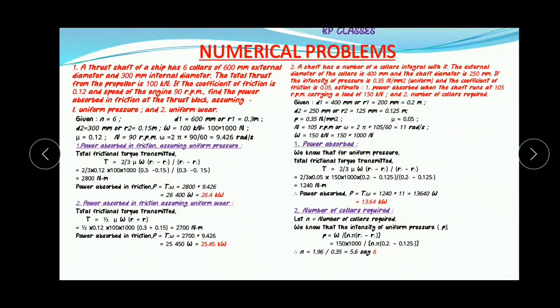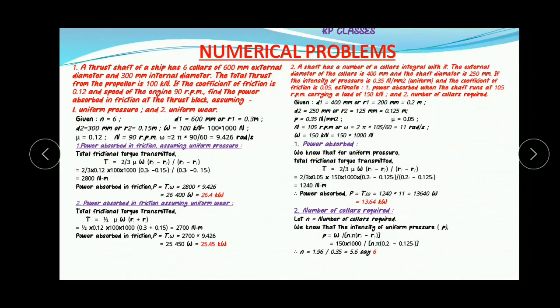Here we should discuss two problems. These are different types of problems. Please pause the video and note down on your copy. A thrust shaft of a ship has 6 collars of 600 mm external diameter and 300 mm internal diameter. The total thrust from the propeller is 100 kilonewton. If the coefficient of friction is 0.12 and speed of the engine is 90 rpm, find the power absorbed in friction at the thrust block, assuming uniform pressure and uniform wear.